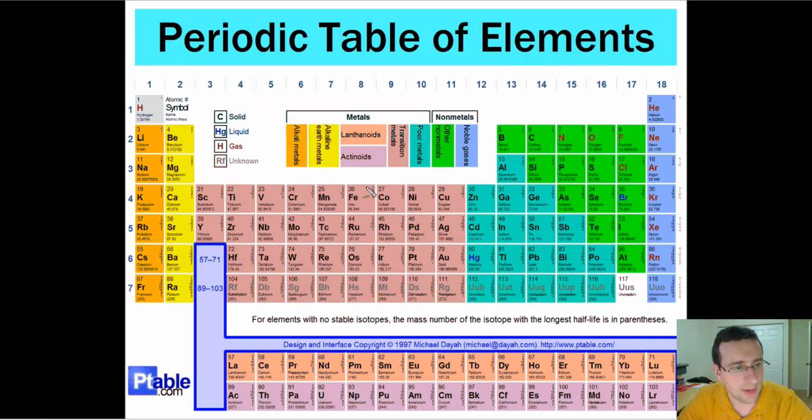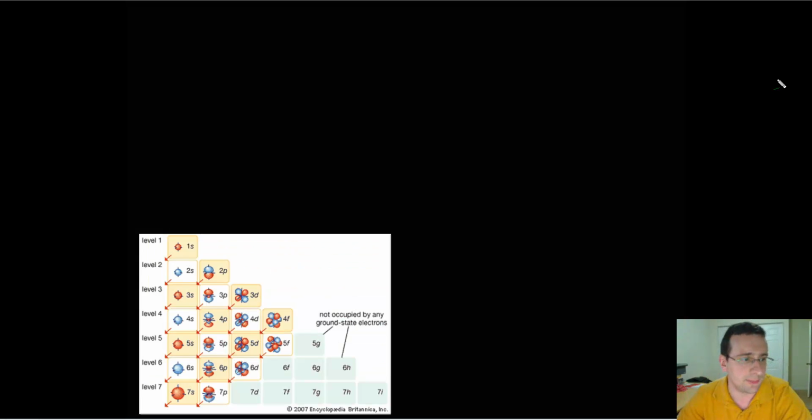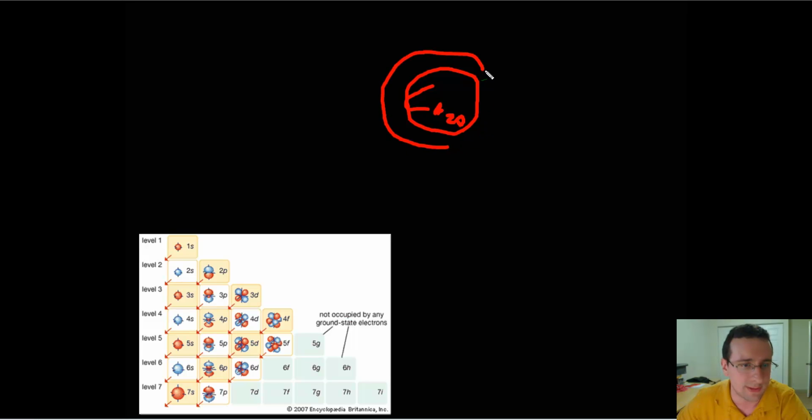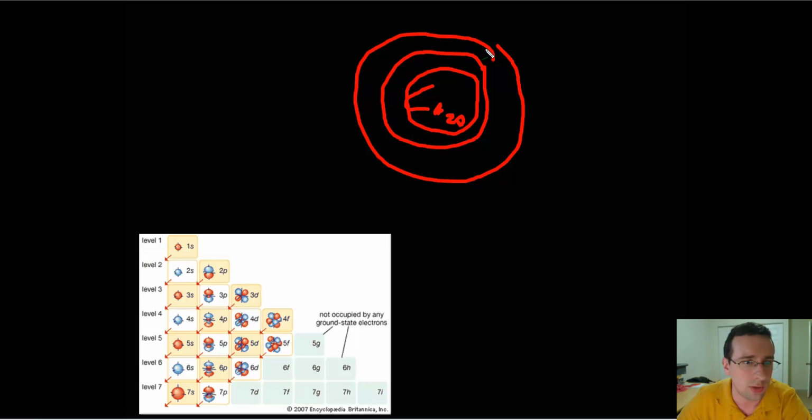So let's actually draw that so that we can refresh what we learned in the last video. So calcium has 20 protons, which means it's going to have 20 electrons in a stable state, which means you're going to need, according to our prediction, several shells. So let's see how that actually looks. Let's put a few shells. Start with 2 or 3 and see how much we get.